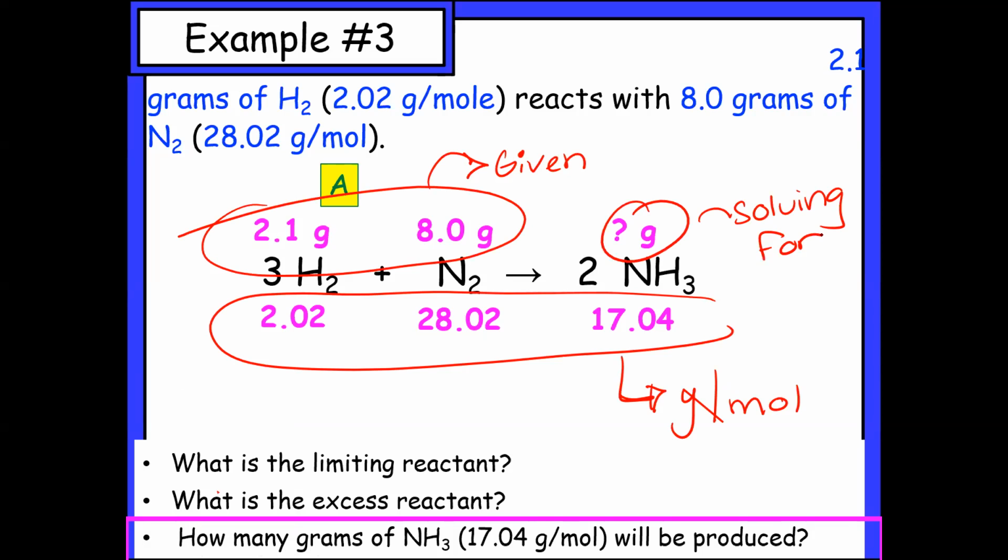Okay, so we're solving for grams of ammonia, and we're given 2.1 and 8.0 grams from the question, and these are going to be our molar masses. Wait, did you say ammonia? Ammonia, like immune, right? No, ammonia like NH3.